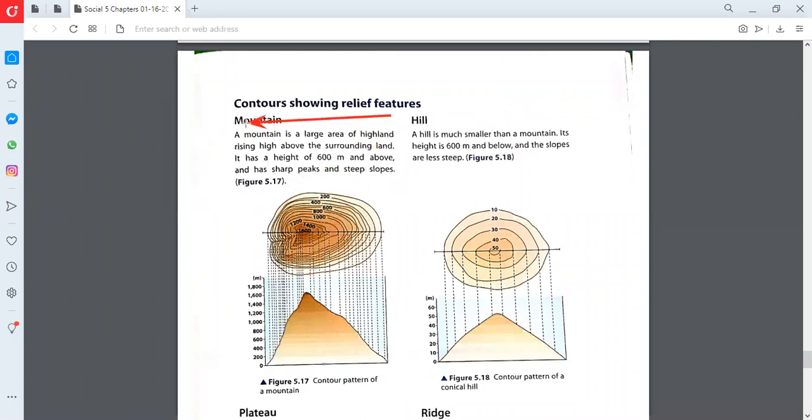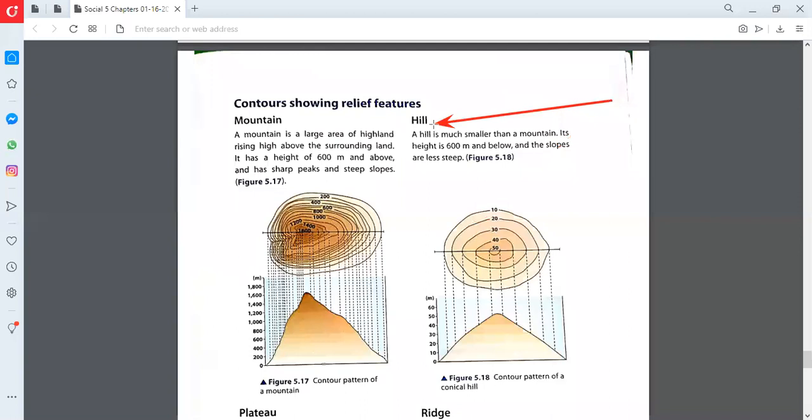So contour lines are used to show some features, and the first one which we discussed is the mountain. The second one which we are going to discuss is a hill. Hill and mountain look the same, but they are not the same. In terms of height, they are not the same. A hill is much smaller than a mountain. Its height is 600 meters or below. It means that the height of the land is 600 or less. In simple words, if the height of the land is less than 600 meters, then it's a hill.